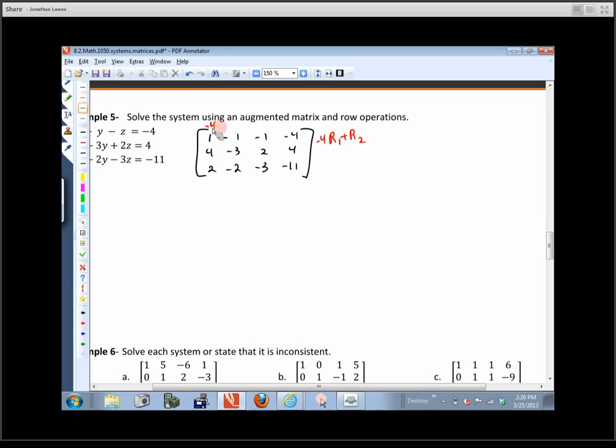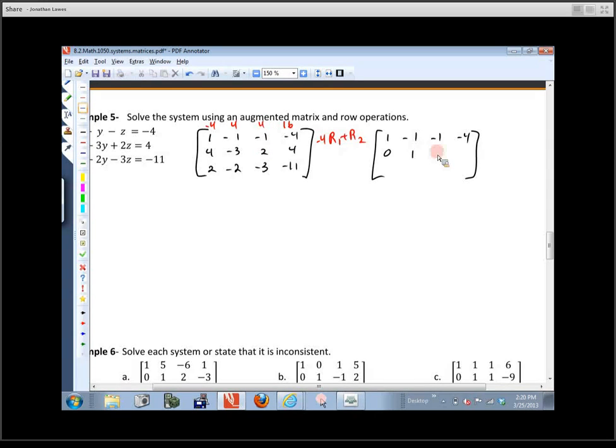So that's going to be -4, +4, +4, and +16. Now, does that mess up row 1? No. It doesn't. I like row 1. I'm just going to write that again right now. And now I'm going to write my new row 2. What's that first entry? 0, just like we want.